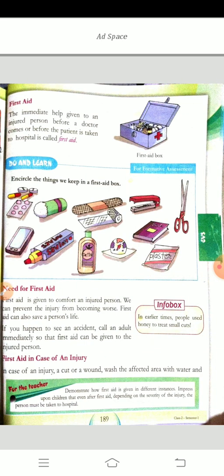What is first aid? How do we use first aid? What things are there in a first aid box? That is all we can learn in this class. First I'll teach the lesson from the textbook. You can also read it the same way. Then I'll explain it again.